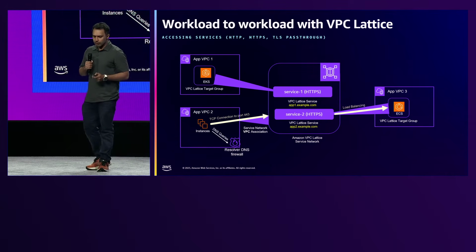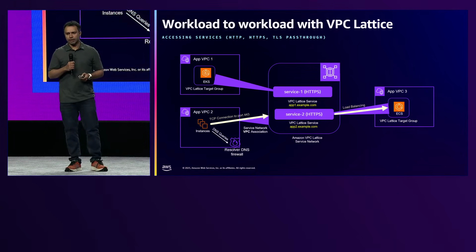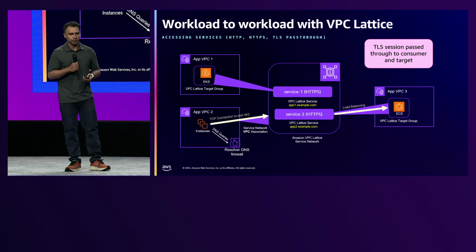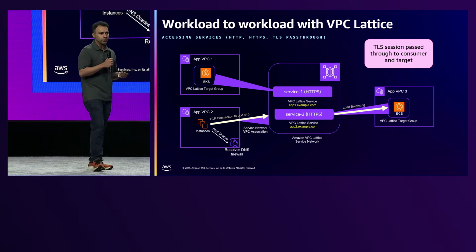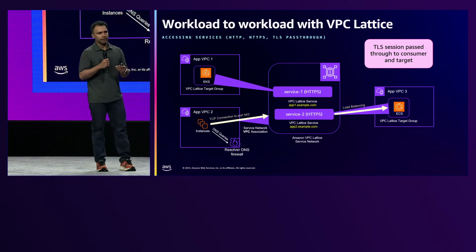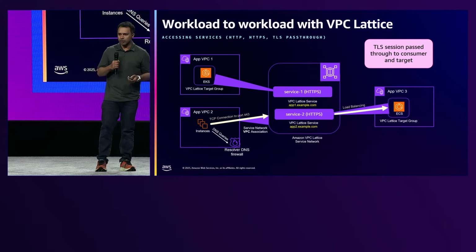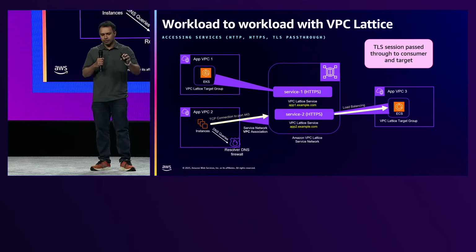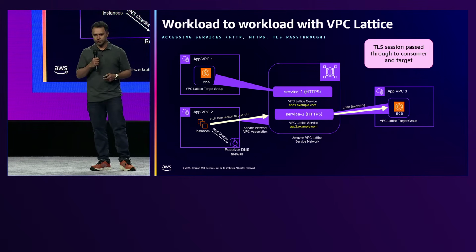There is another mode in which you can use VPC Lattice, which is for TLS pass-through. So often customers want to use mutual TLS between client and the actual destination. So the good news with Lattice is Lattice doesn't break or terminate the connection in the middle. So when you use TLS pass-through with Lattice, the TLS session is terminated directly between the source and the destination, which gives you true end-to-end mutual TLS.